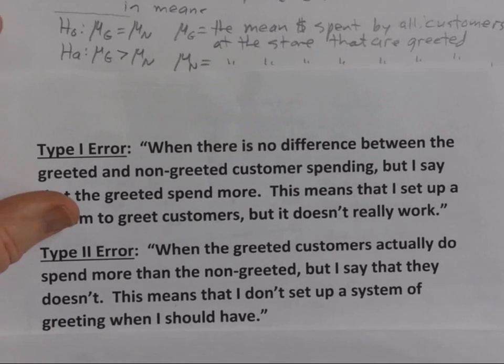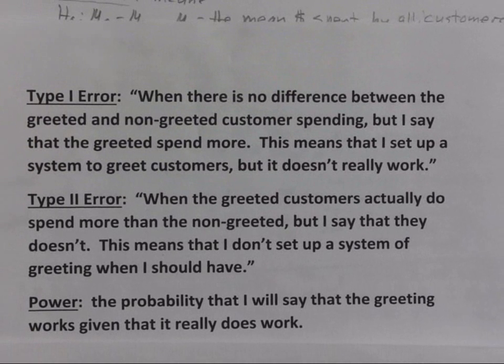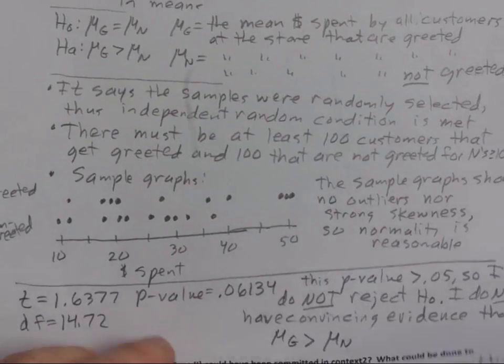And then what is power in context here? Power is the probability that I'm going to reject a null hypothesis when it's false. And so power is the probability I will say that the greeting works, given that it really does work. So that is type 1 and type 2 error and power. And those are very popular accessory problems that I wanted to remind you of.